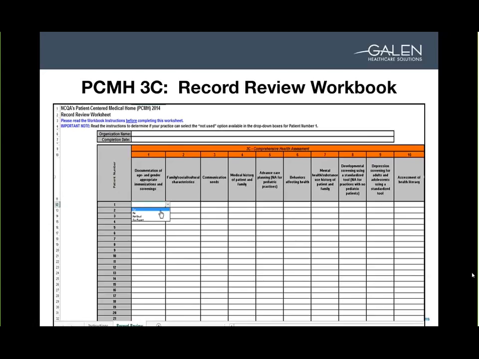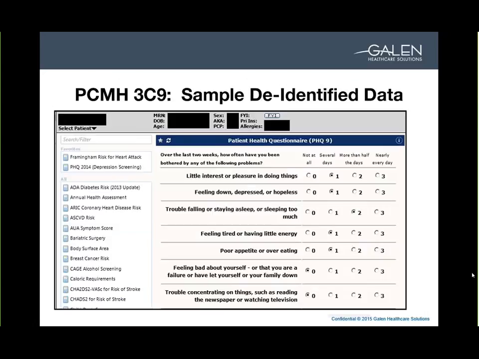Basically, it's one sheet, and they're all the tabs across. So this is only covering 3C, comprehensive health assessment, at this point, and whether you capture this information. Again, keynote, you can do a combination of reports and or chart reviews, but this may be labor intensive for you. The other example I wanted to give you was the de-identified data.